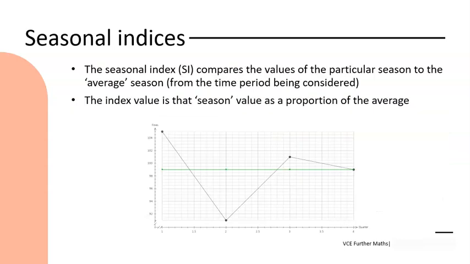A seasonal index compares that particular value to the average for that season or from the time period being considered. I've got a snapshot here of 1 year's worth of data, and the green line through the middle this time is the average for that single year. Any value above that green line would have a seasonal index of more than 1. Anything below the green line would have an index of less than 1, so between 0 and 1. And this last one that's exactly on average would have a seasonal index of 1.